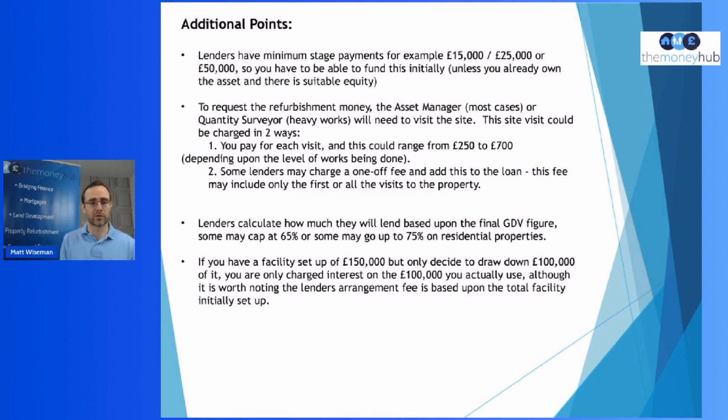And finally, if you have a refurbishment facility set up for 150,000, but you only need to draw down 100,000, you're only charged interest on the money you use. So if you only draw 100,000 down, you're only charged interest on that 100,000. Although it's worth noting that when we initially set up the whole facility, the lender's arrangement fee, which is normally percentage based, is based upon the whole facility that is initially set up.